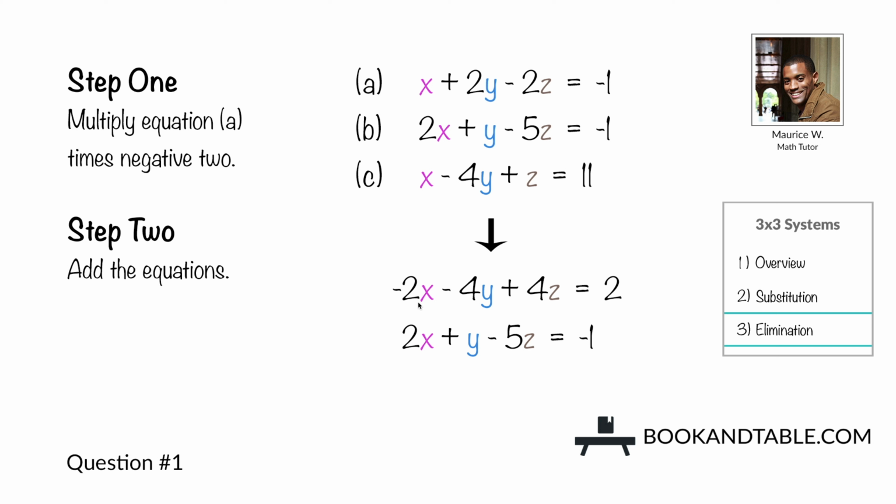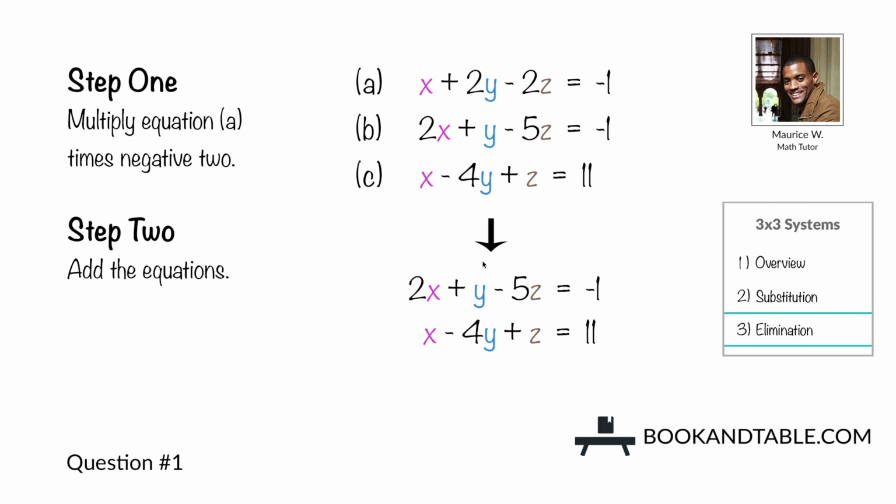So now we can eliminate our variable here, because -2x and +2x cancel each other out when we add the equations. So step 2, add the equations, giving us -4y plus y, which is -3y. 4z minus 5z is -z. And 2 plus -1 is +1. So equation D is -3y minus z is equal to +1. So we'll put this to the side.